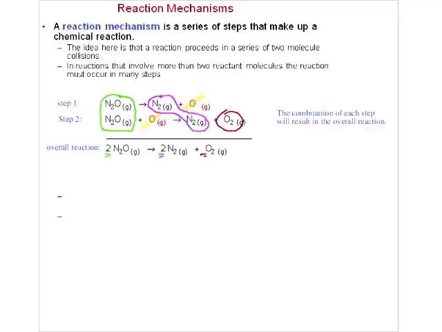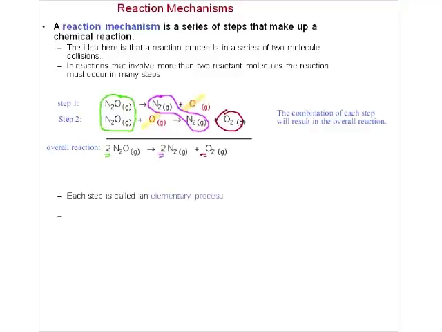Because everything crosses out and everything combines to get the overall equation, and because we've simplified the steps, this one should be easy enough because it's only a single molecule that's breaking down, no collision necessary. Step 2 involves a molecule of N2O and an atom of oxygen. So that's a two-molecule collision. That's likely. All right, so this is an overall reaction here.